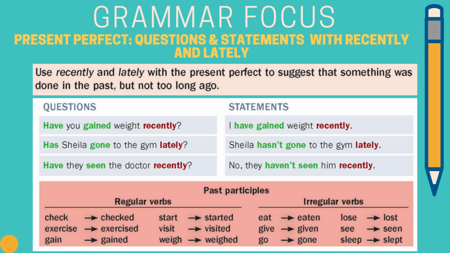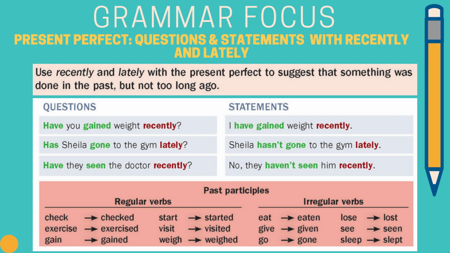Let's talk real quick about the past participle. You'll see down below how regular verbs in the past participle only add an ed. So just like we would change a verb into the past tense, check becomes checked, exercise becomes exercised, we just add ed to the regular verbs.